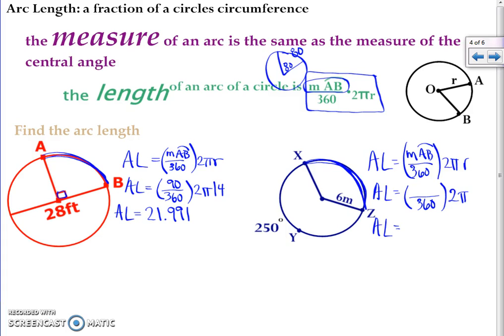So what is the angle going to be for XZ? It is going to be 110. We have to take 360 minus this 250 to get that angle right there. What's our radius? 6. Throw it in the calculator. What do we get? 11.519.